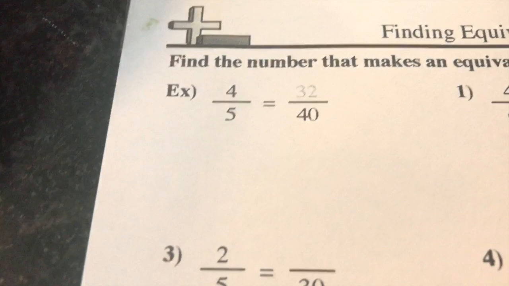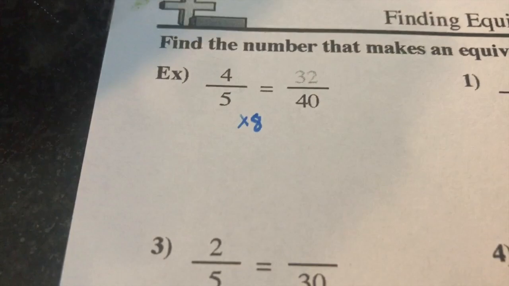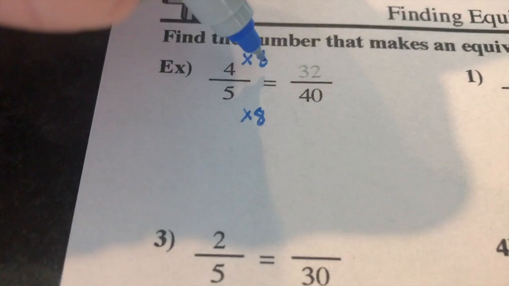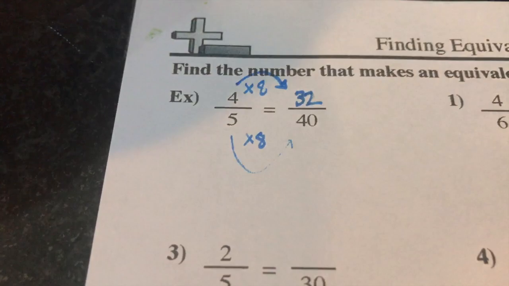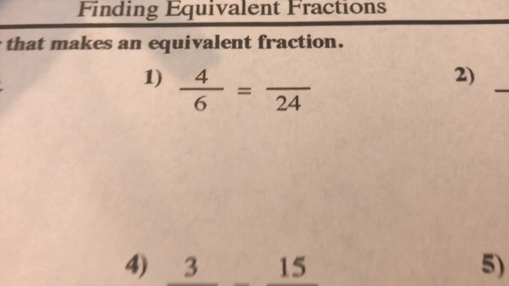So I know 5 times 8 is going to give us 40. So I'm going to do the same to the bottom as the top. So we'll multiply the numerator by 8 as well. 5 times 8 is 40. 4 times 8 is 32. So 4/5 is the same as 32/40. That's our example. Now we saw that number in gray. So let's go to one that doesn't have the answer next to us.